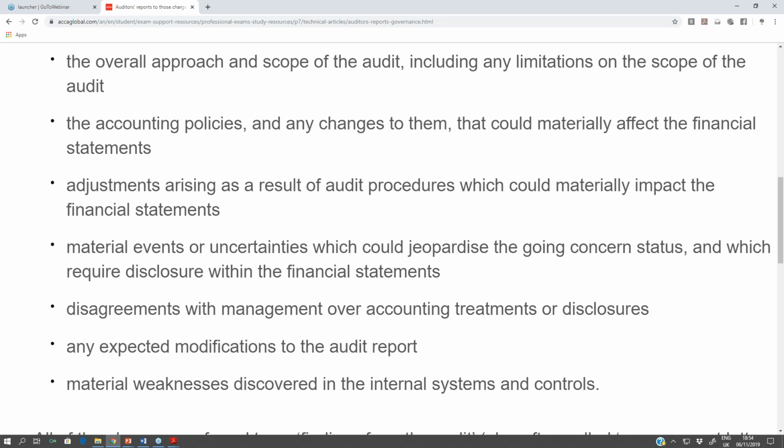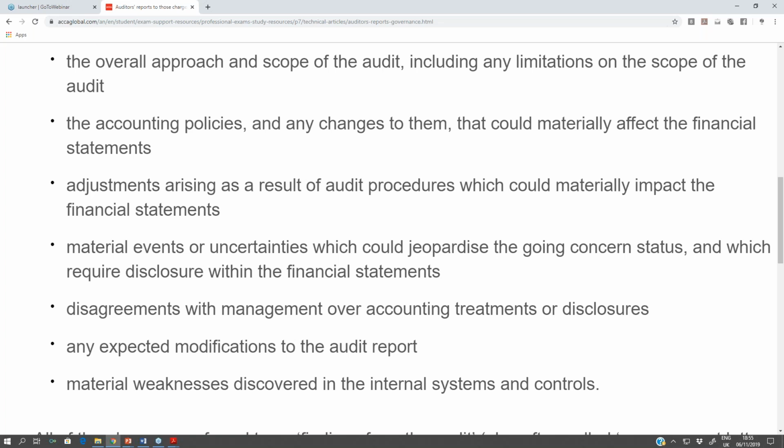Number five, disagreement with management. If you have any disagreements with management, you will also be communicating those disagreements to those charged with governance. Any expected modification to the report. So if there is any expected modification, like you want to issue a qualified opinion or an adverse opinion, you're also communicating that to the management.